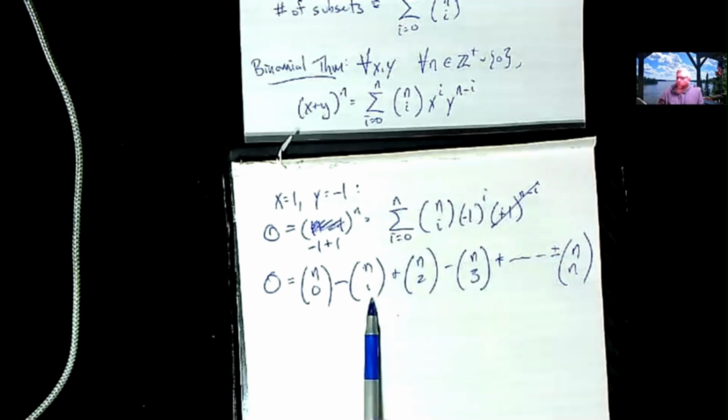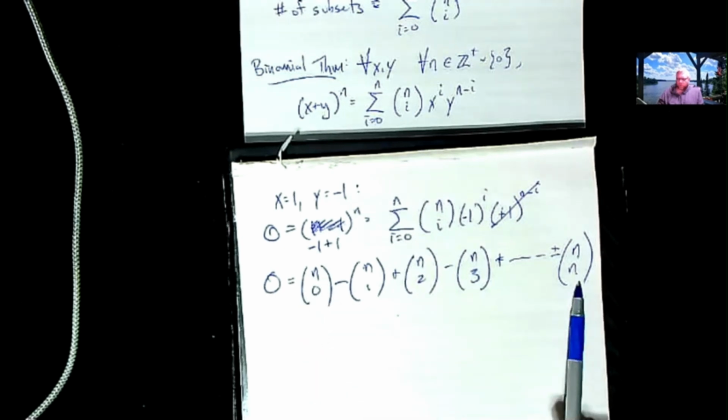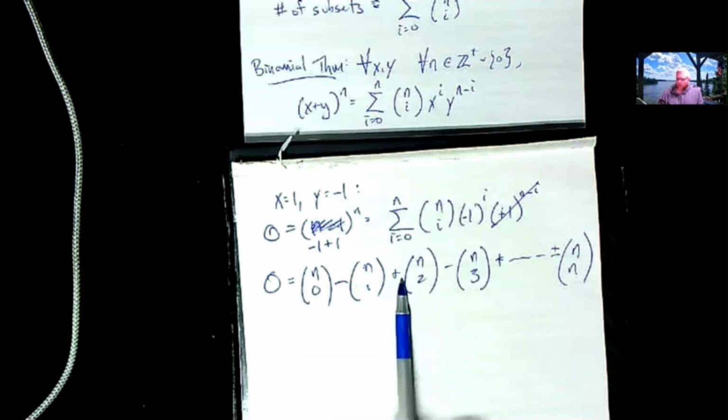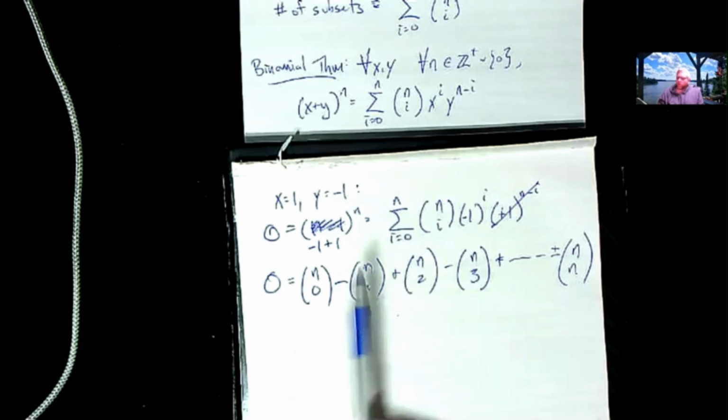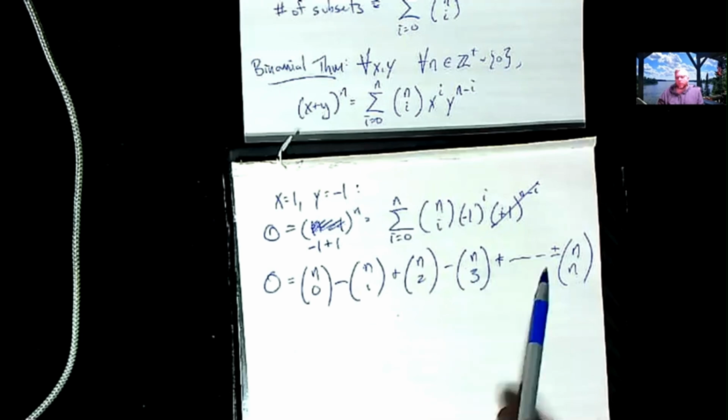So look at what's going on here. Every term on the right-hand side where the coefficient is positive has an even number at the bottom. All the ones that have a negative in front have an odd number at the bottom. What I'm going to do now, every one with a negative in front, I'm going to move them all to the other side.